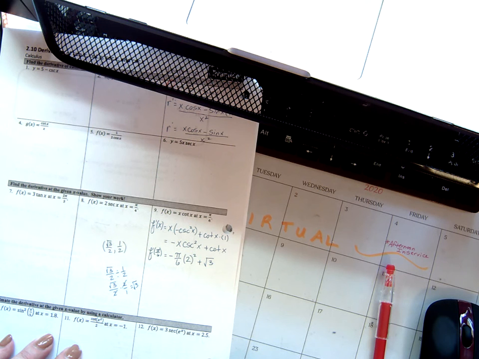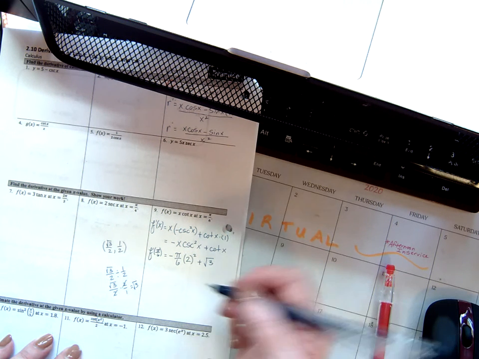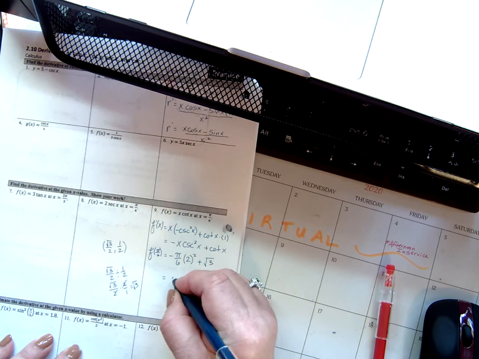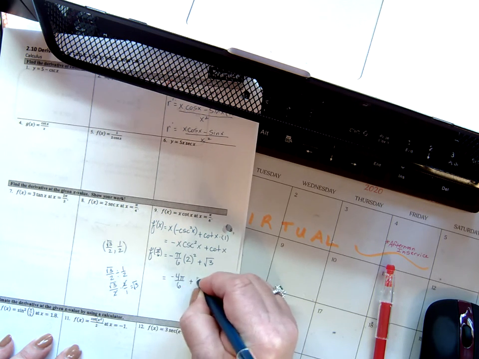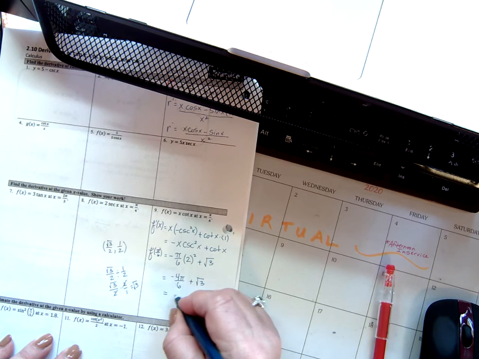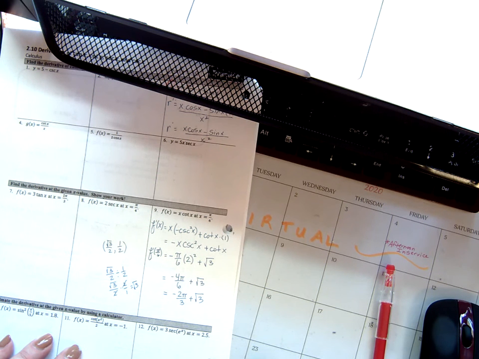Okay, so let's do our work with this and see if we can simplify it any better. 2 squared is 4. I have negative 4 pi over 6 plus the square root of 3. And I can reduce this just a bit more to make it a little bit prettier: negative 2 pi over 3 plus the square root of 3. And that's my final answer. That's the derivative at pi over 6. Now, they could have asked me for the equation of a tangent line or something like that, but they didn't. They stopped you there.